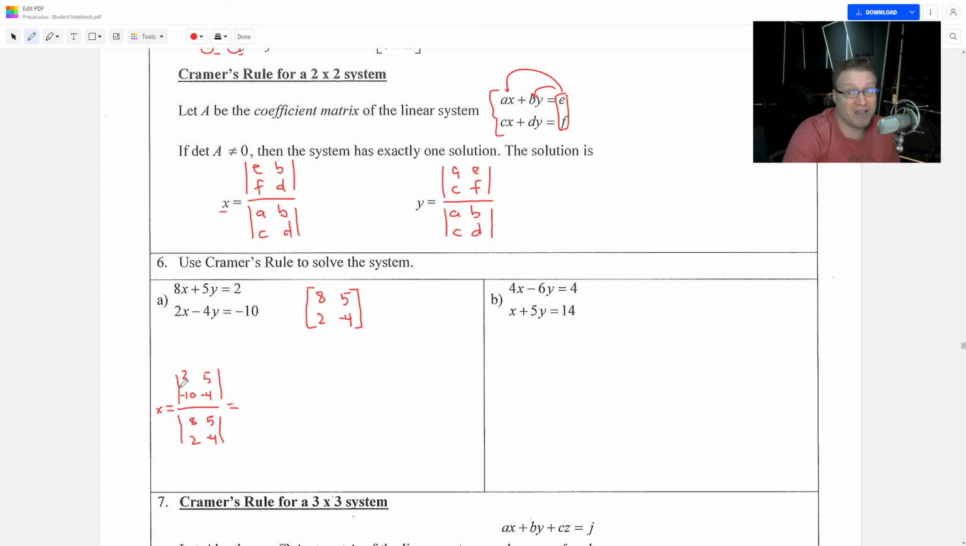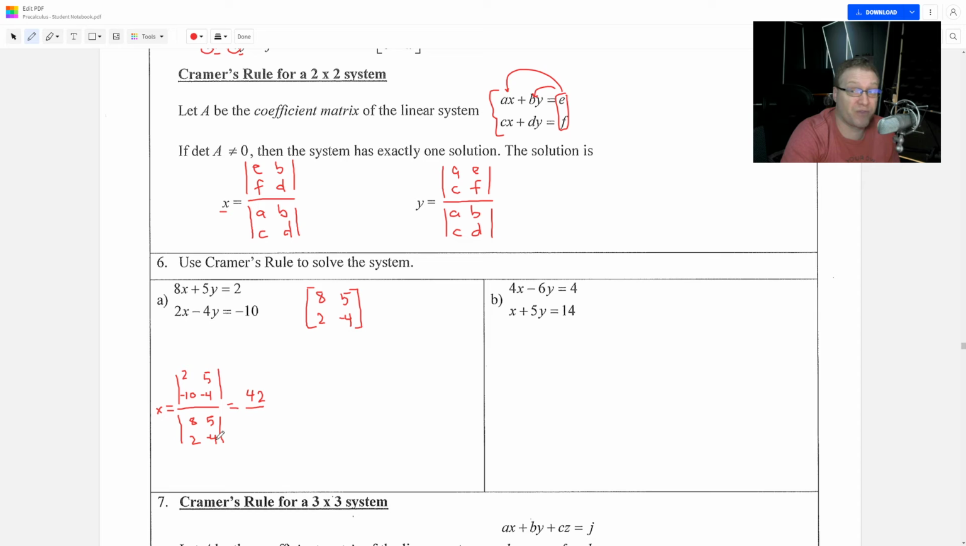So we're going to have negative 8 minus negative 50. That's negative 8 plus 50, which is 42. So we have 42 on the top. And then on the bottom, we're going to have 8 times negative 4.